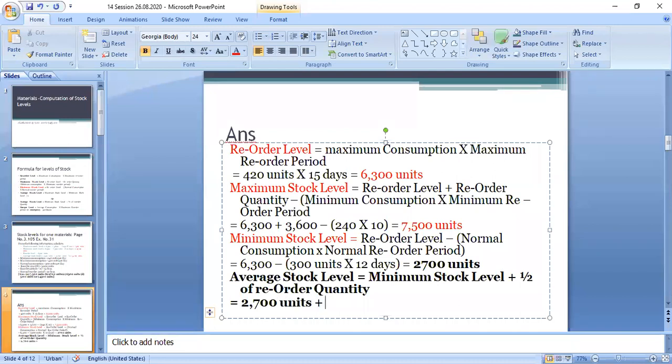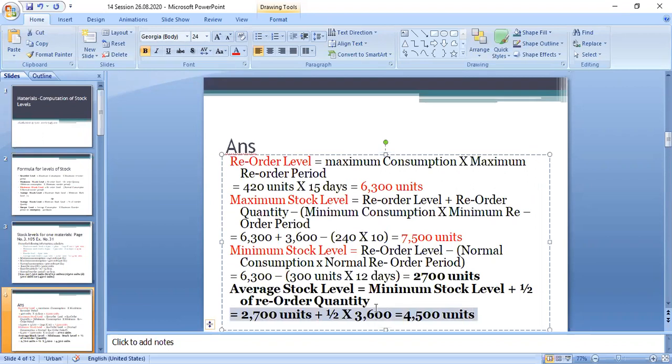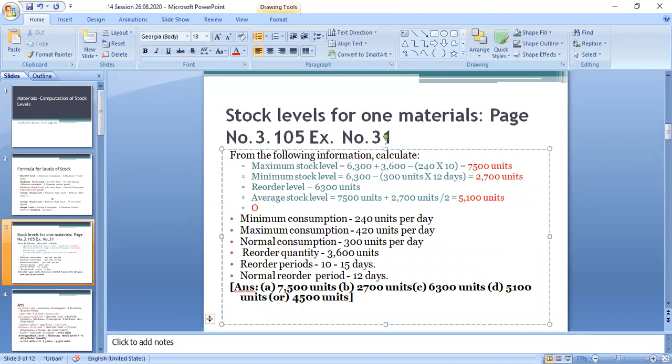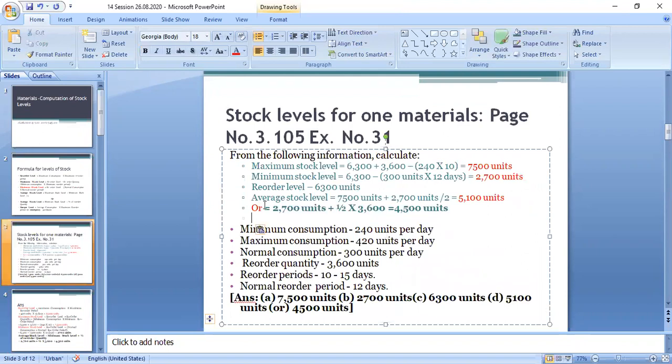Then plus 1 by 2, this is a fraction, multiplied with the reorder quantity. What is the reorder quantity? The reorder quantity is 3,600, which we already took for the calculation of the maximum stock level. So 2,700 plus 1,800, that amount is 4,500 units. So this is also one more formula for calculation of the average stock level. We will take it to the previous slide and put it here.